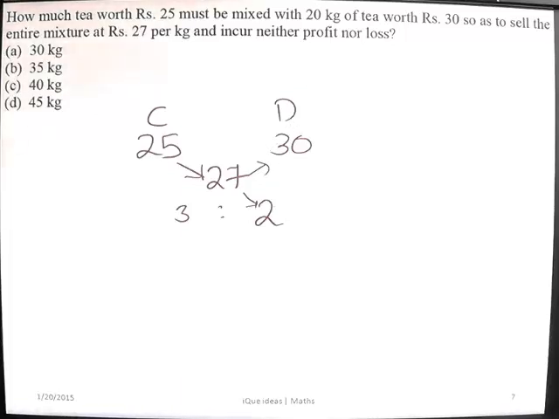Now it's already given that the dearer one, that is the one at rupees 30, is 20 kgs. So I should mix 30 kgs of the first one with 20 kgs of the second one. The ratio 3 is to 2, so that the entire thing averages out at 27. And this is how we use alligation.